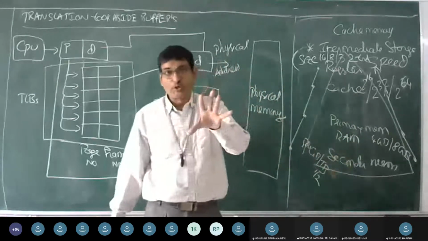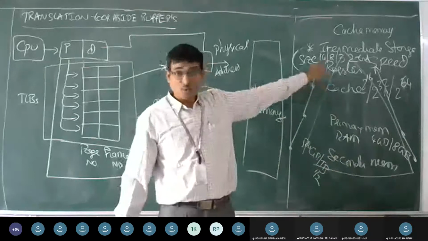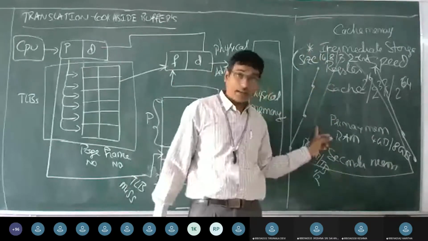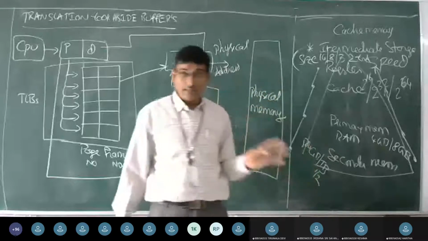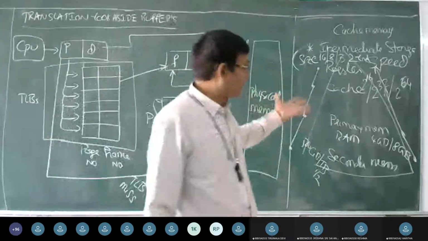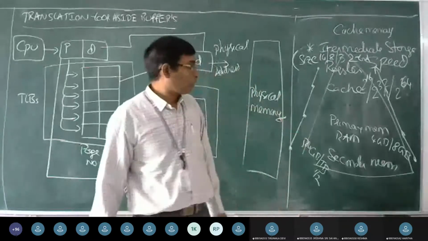As far as storage is concerned, registers hold less storage than cache, cache holds less storage than RAM, and RAM holds less storage than the hard disk, which is nothing but the secondary storage. So this was the hierarchy as it is interpreted.